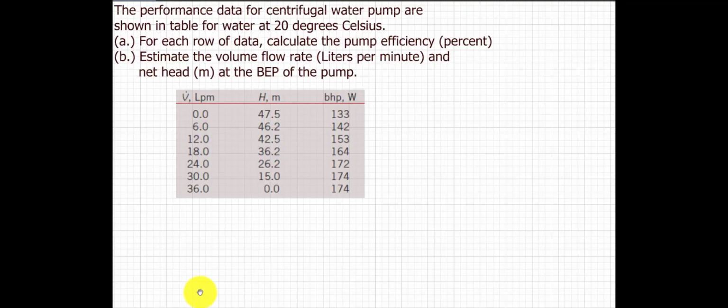And we have here the problem. The performance data of a centrifugal water pump are shown in the table for water at 20 degrees Celsius. For A, we have to calculate, for each row of data, the pump efficiency in percent. And for B, estimate the volume flow rate in liters per minute and the net head at the best efficiency point of the pump.